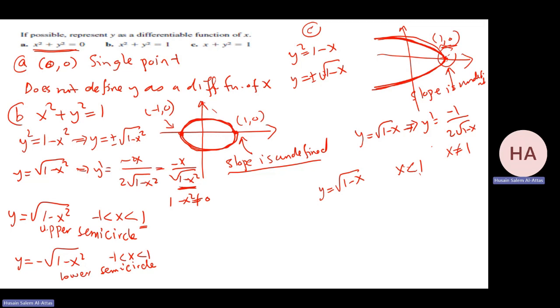So the function is not differentiable at 1. So either I will take this interval or I will take this interval. I cannot take both. So y equals square root of 1 minus x, where x is positive. This is the upper half of the parabola, where y is defined as a differentiable function of x. And I have y equal minus, where x is this, here y is negative, which is the lower.